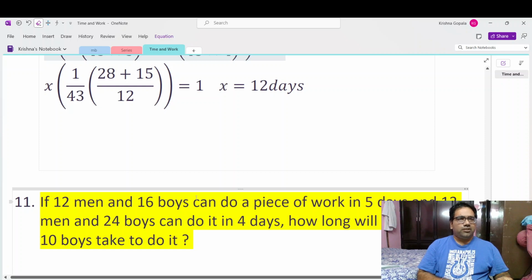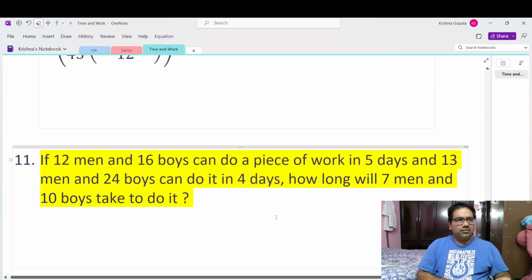Similarly, for boys, we are assuming y days. This entire piece of work, if only one boy was doing, we will take y days. So each boy can do the work in one day, 1 by y amount of work. Right? So let's assume like this.